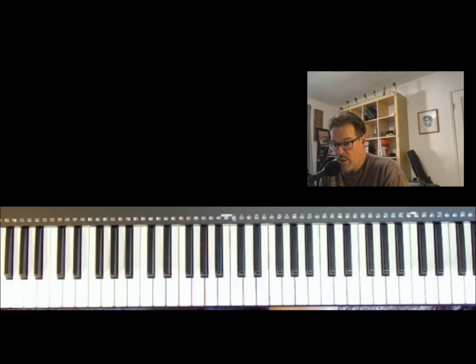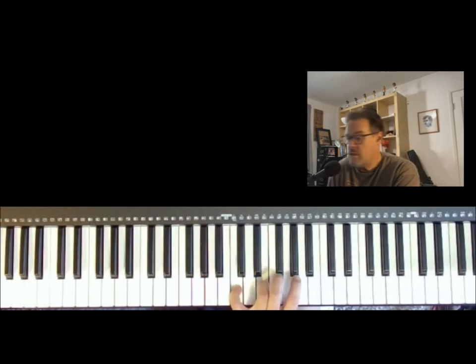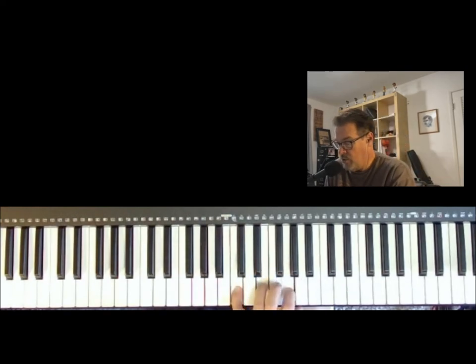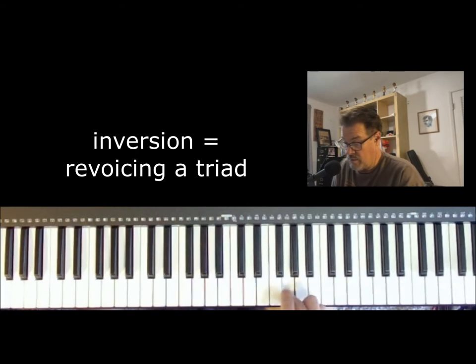Inversion. What is an inversion? Take one note in this triad and move it either up or down an octave. Take this C and move it up 1 octave. So we don't have that. Now we have this. That's called an inversion, when you take one of these notes and move it up or down an octave. Let's take this G and move it down an octave. So now we have this.